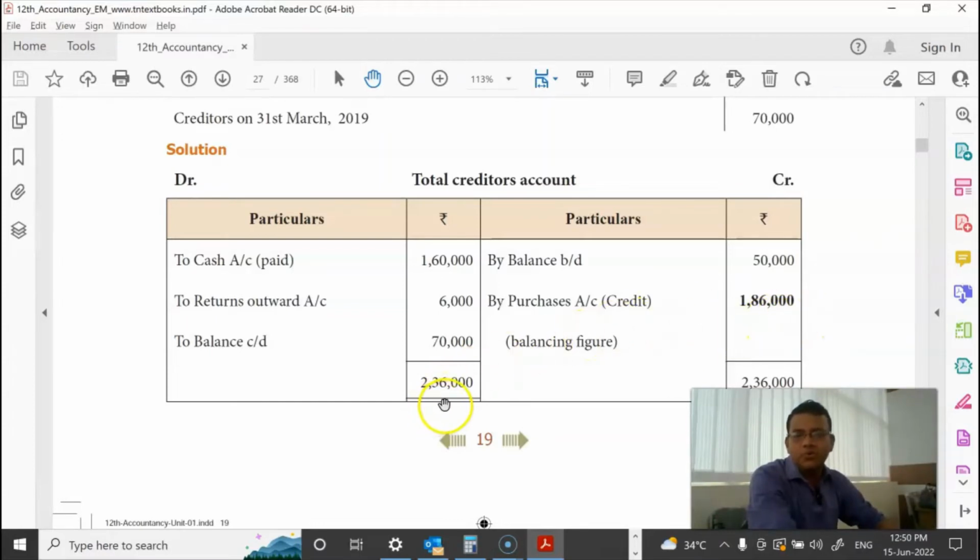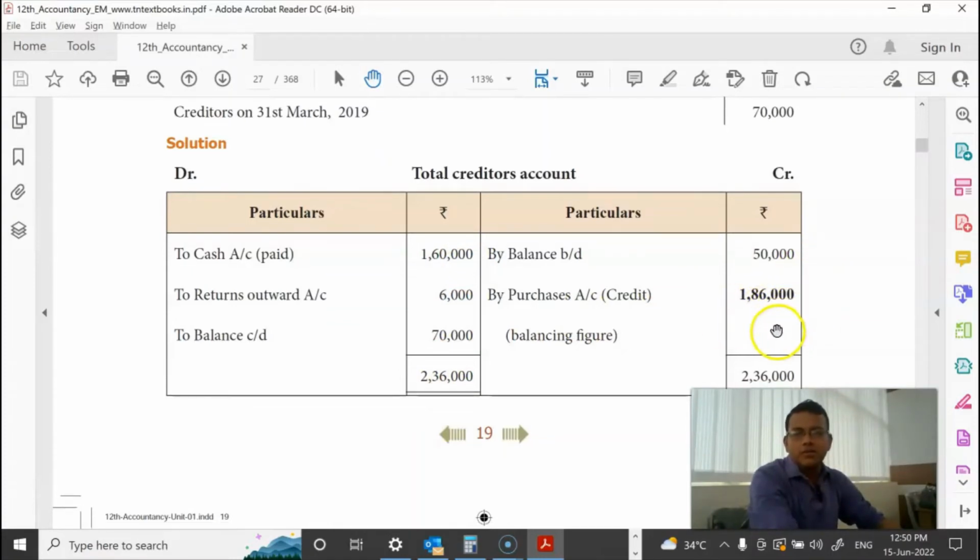How do you come to know it is 1,86,000? Simply the total of the debit was how much? 160 plus 6 plus 70, that is 2,36,000, minus 50,000. So you arrive at the balancing figure as 1,86,000.